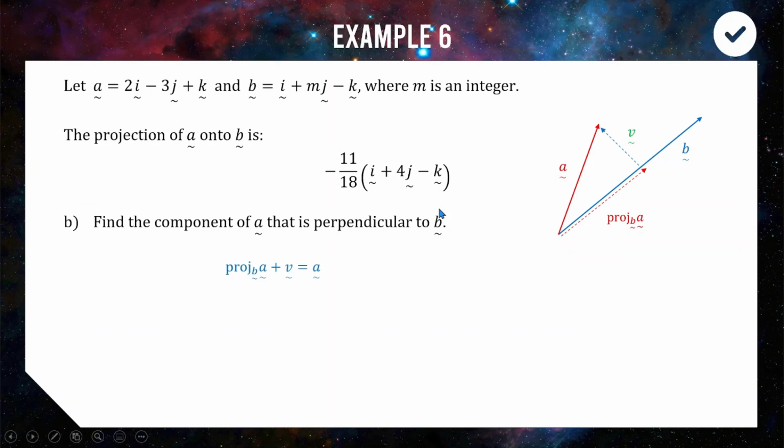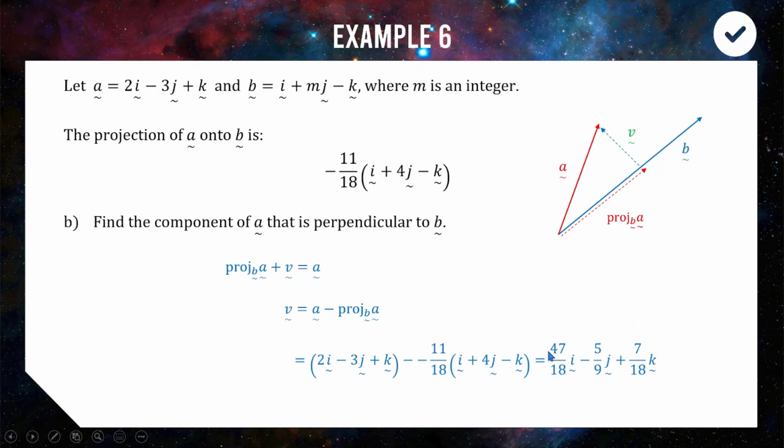So we can say that projection of A onto B plus vector V, which we're calling this one here, is equal to A. We can rearrange this equation and do vector A, take away the projection of A onto B, and this will get us the perpendicular component. Okay, we have our vector A from the question. We have our projection from part A, and working all this out gets us some pretty gross numbers, but here is our answer for the perpendicular component of A in the direction of B.